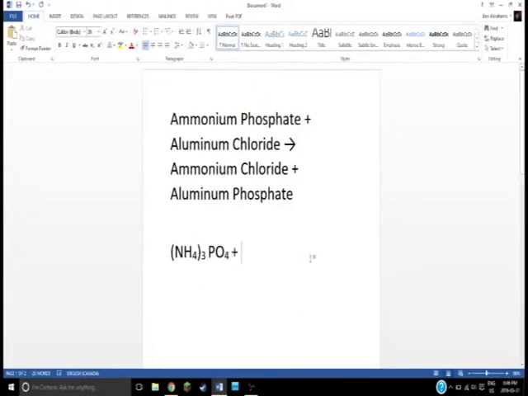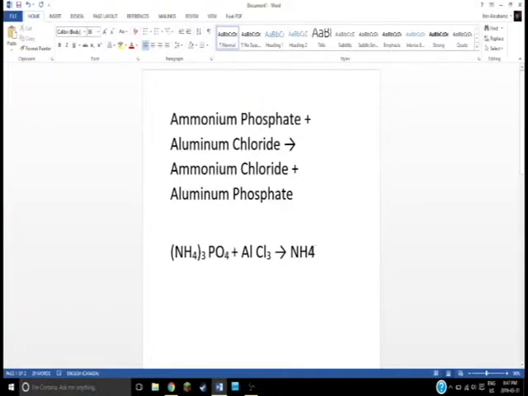Next, we need to do the aluminum chloride. So we know that aluminum is Al, and we know that chloride is Cl. This doesn't work either because we know that aluminum has a charge of +3 and chlorine has a charge of -1, which means that we need to make 3 of these chlorines. So 3.